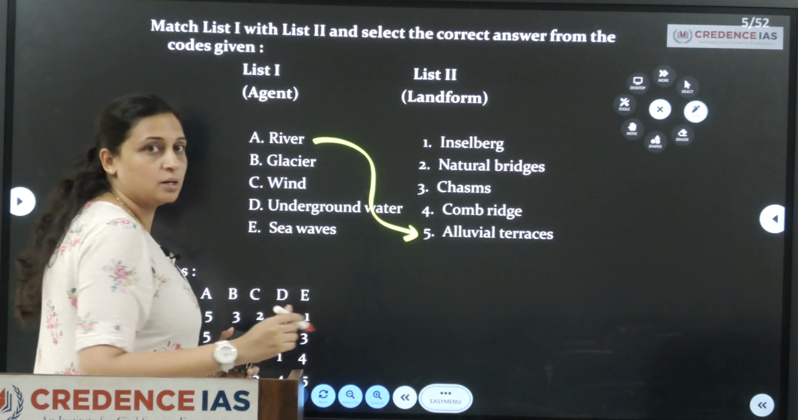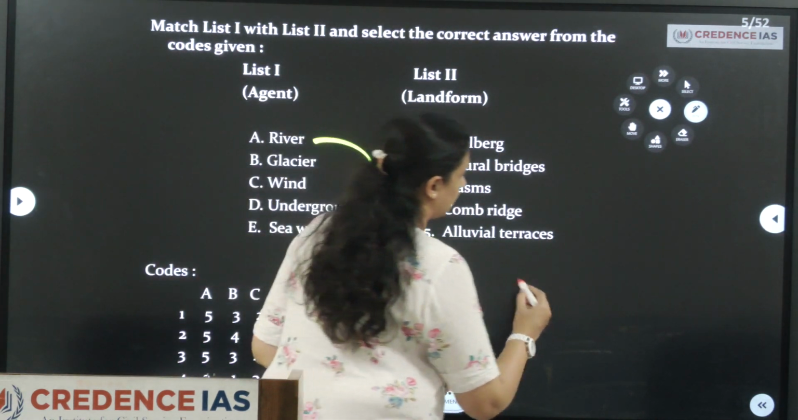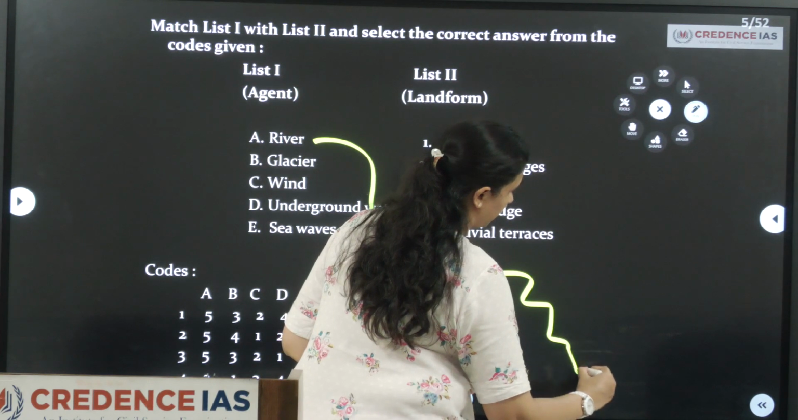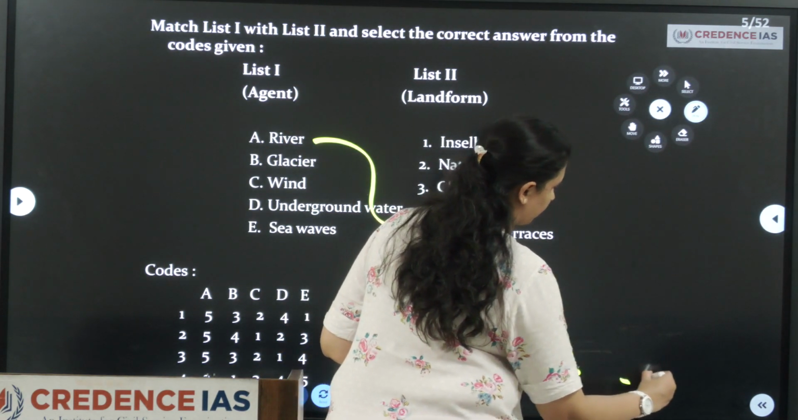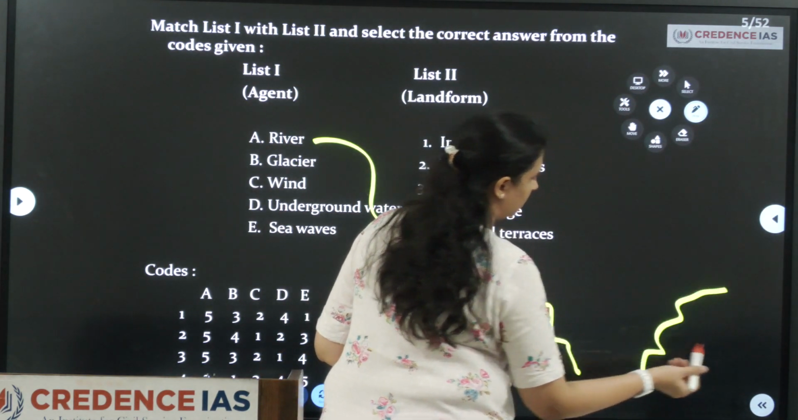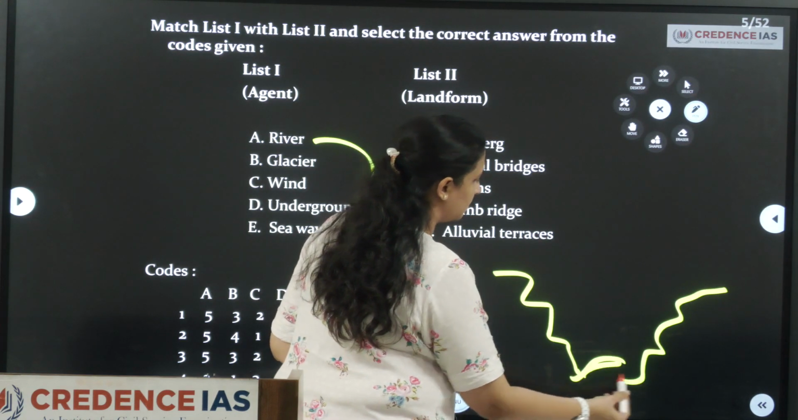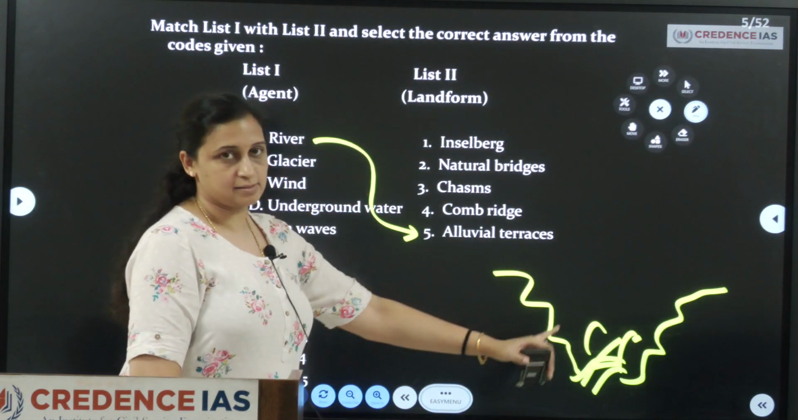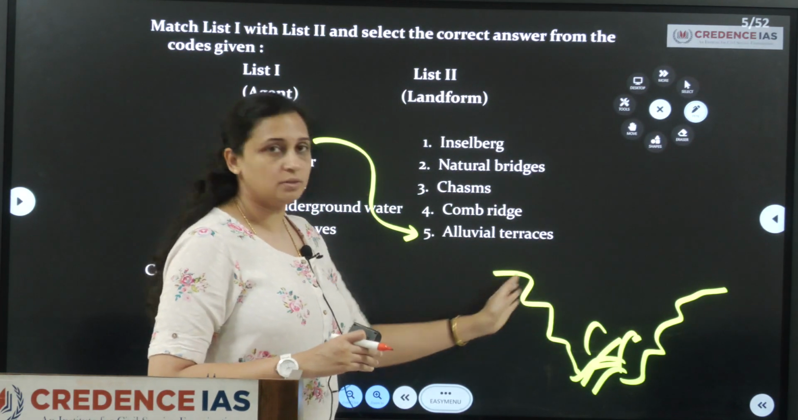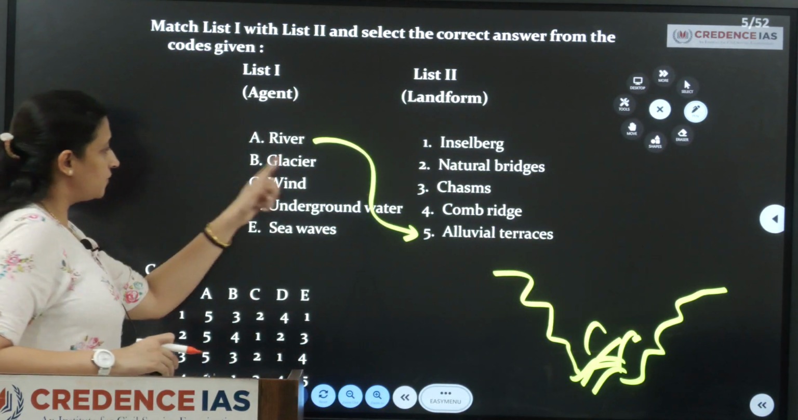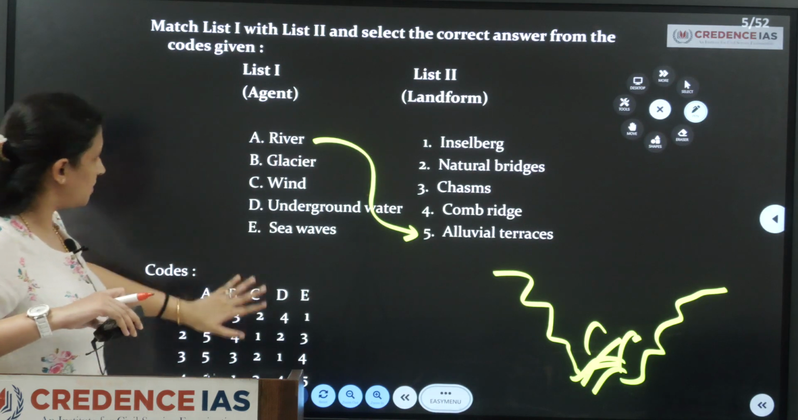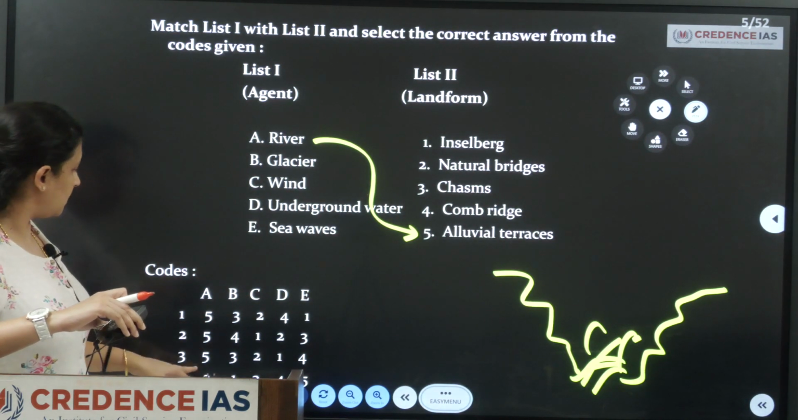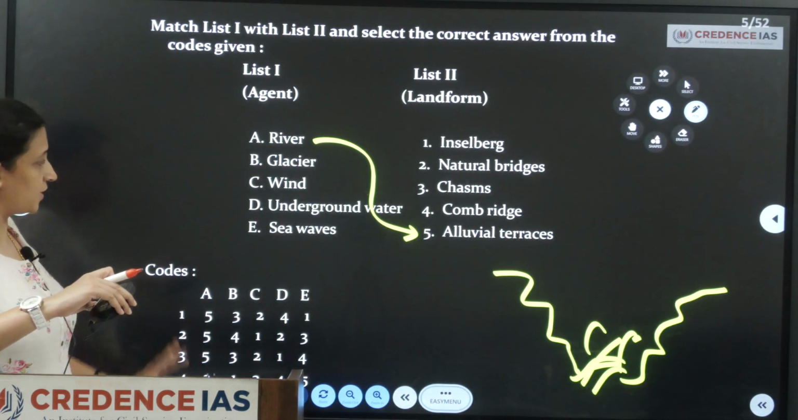Rivers form alluvial terraces. Alluvial terraces, in the sense, these are alluvial terraces. Here the river flows. These are alluvial terraces across the sides of the river. So river forms alluvial terraces, but here in the options all three have got A as 5.